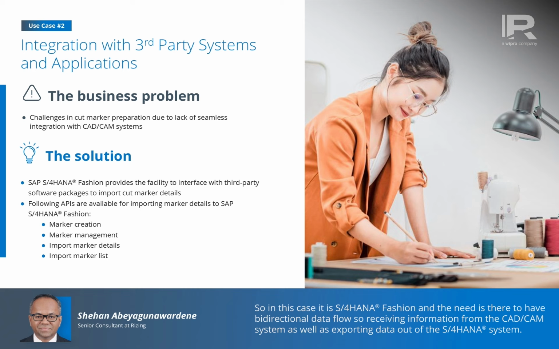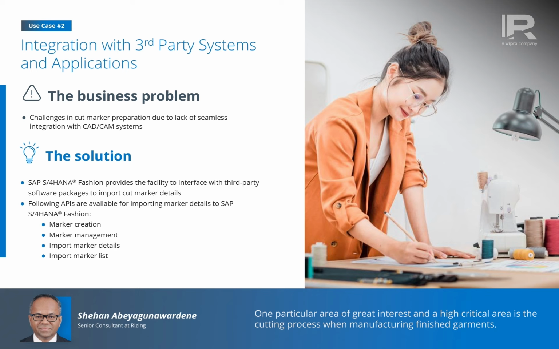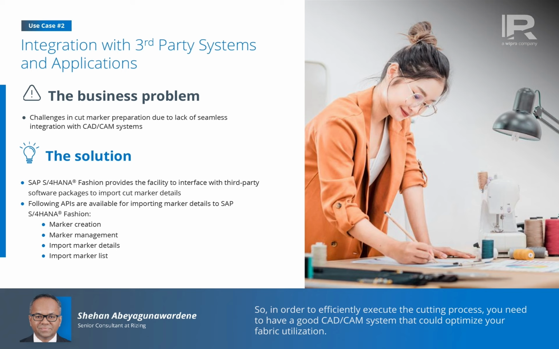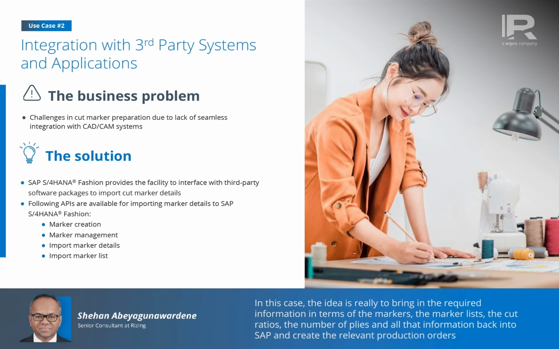And the need is there to have bidirectional data flow, so receiving information from the CAD/CAM system as well as exporting data out of the S4 system. So one particular area of great interest and a highly critical area is the cutting process when manufacturing finished garments. In order to efficiently execute the cutting process, you need to have a good CAD/CAM system that would optimize your fabric utilization.